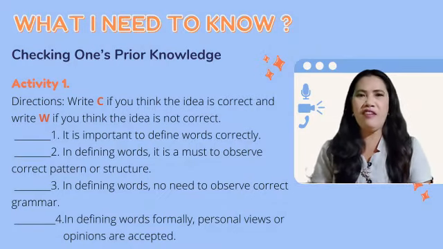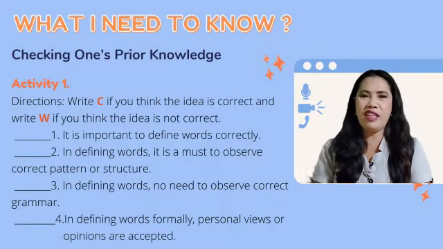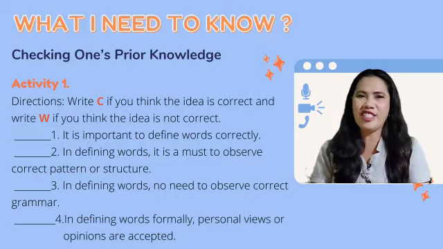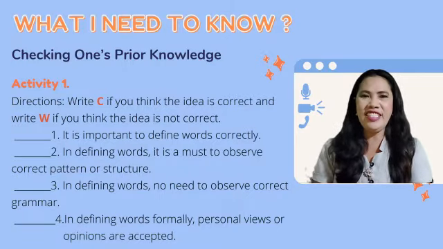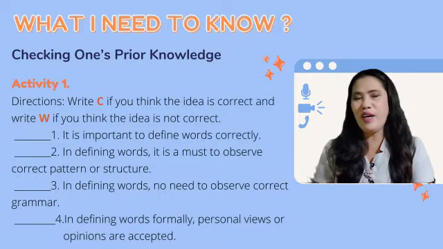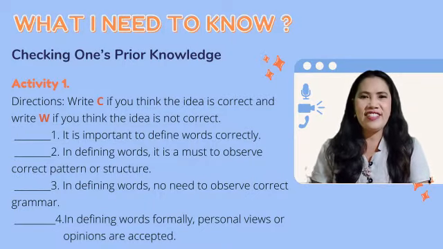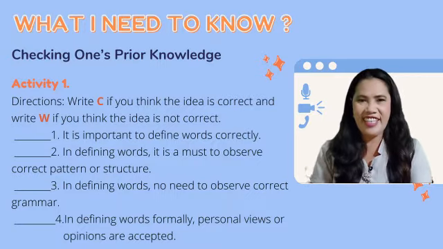Let us see now if you were able to answer activity 1 correctly. Don't worry, this is just a matter of checking your prior knowledge. Nothing to worry about with regards to the score that you will be getting. For number 1, the answer there is... anyone from the class? Okay, very good. The answer is letter C. It is correct that it is important to define words correctly.